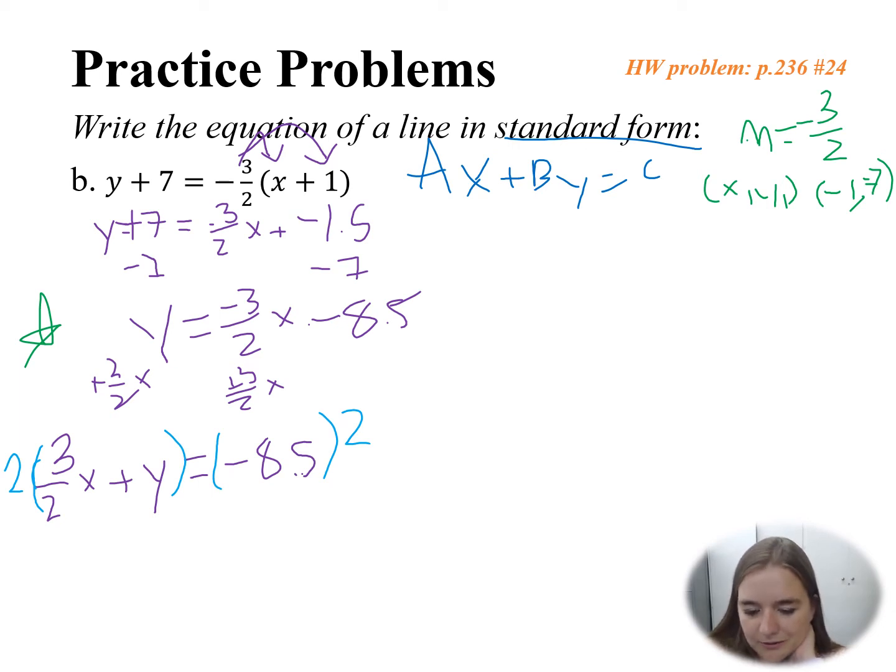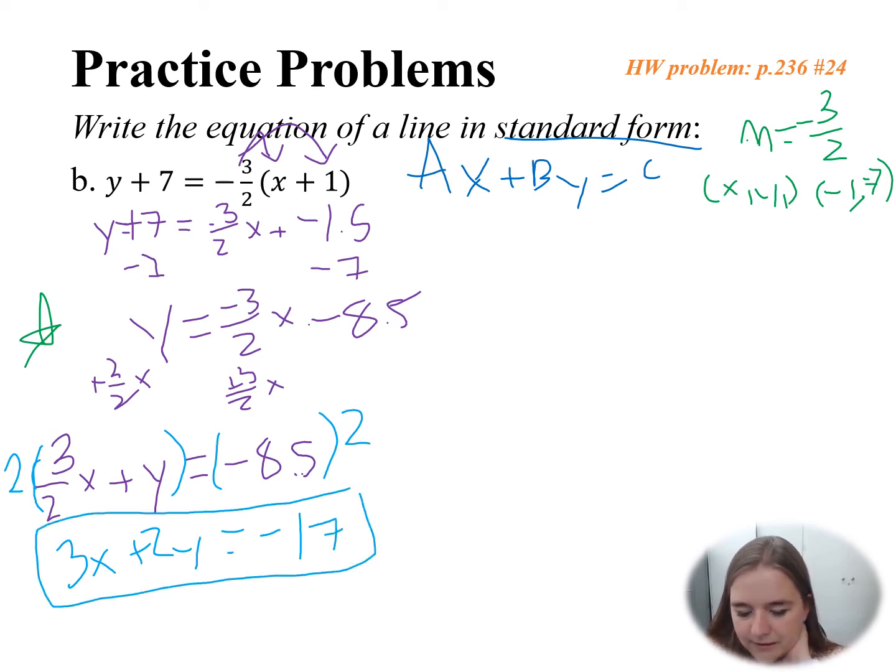So if I multiply 3/2 x by 2, I'm left with a 3x. If I multiply 2 times y, I'm left with 2y. And negative 8.5 times 2 is a negative 17. My final answer is 3x plus 2y equals a negative 17.